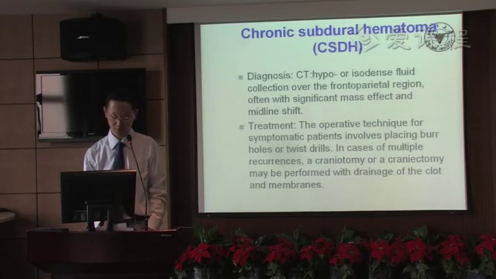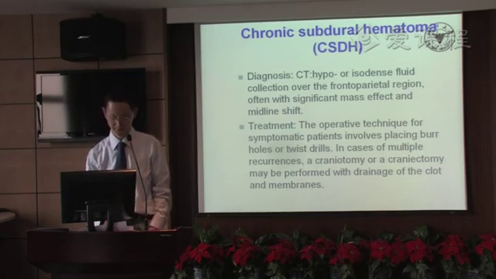CT scan will show a hypodense or isodense fluid collection over the frontoparietal regions, often with significant mass effect and midline shift. The hematoma usually achieves a large size before becoming symptomatic because of the slow growth.